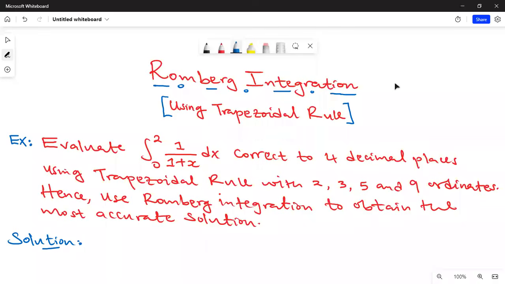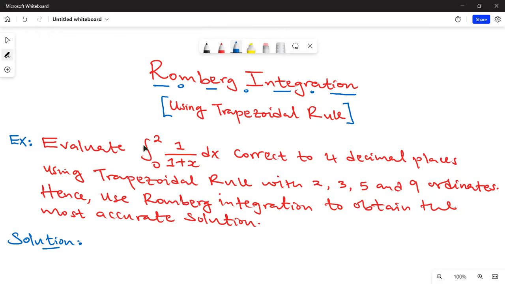Hello everyone, welcome back to this online class. Today we are going to look at Romberg integration, and in particular we are going to look at how to use the trapezoidal rule to obtain the initial estimates and then improve our solution using Romberg integration.